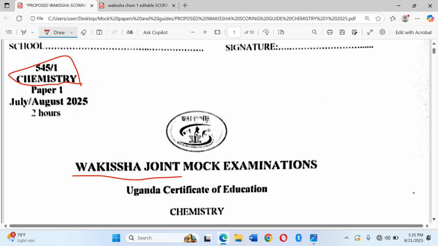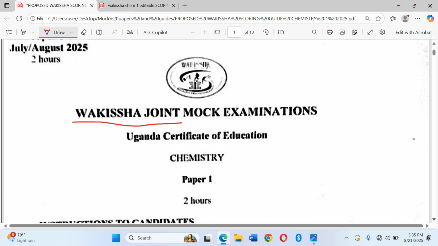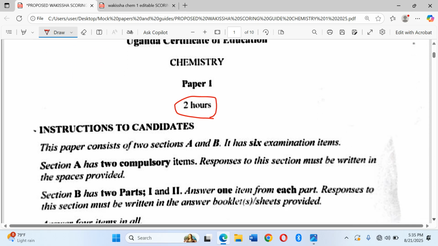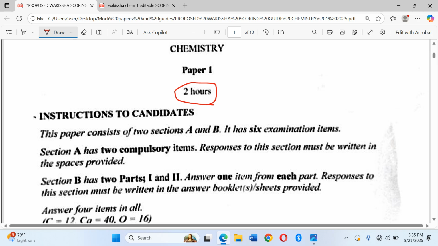This is paper 1, and we know very well that this paper takes 2 hours, and we need to maximize all the scores in this paper. There are 6 items, and a learner is supposed to do a maximum of 4 items: 2 items from section A, which are compulsory, and then we choose 1 item from each part in section B.